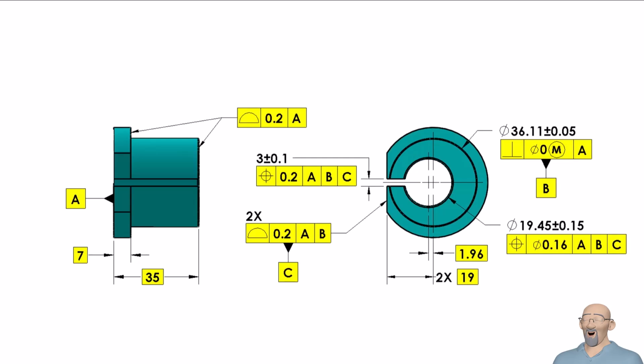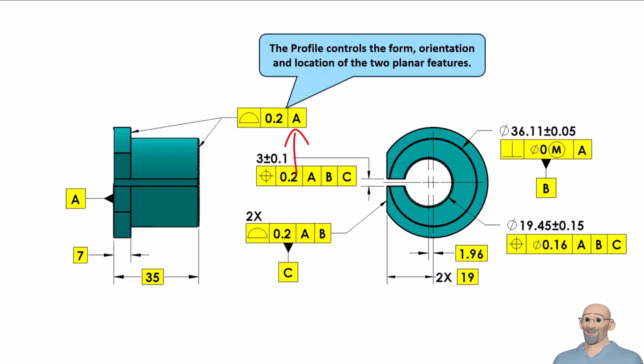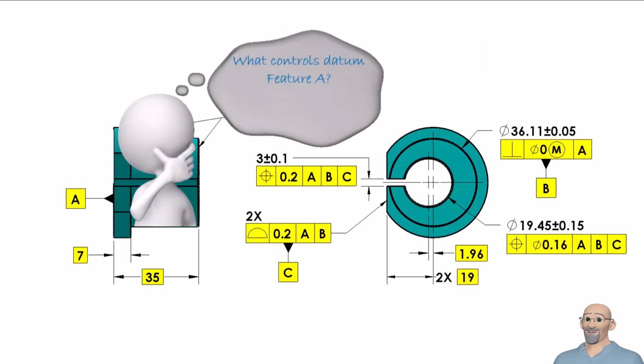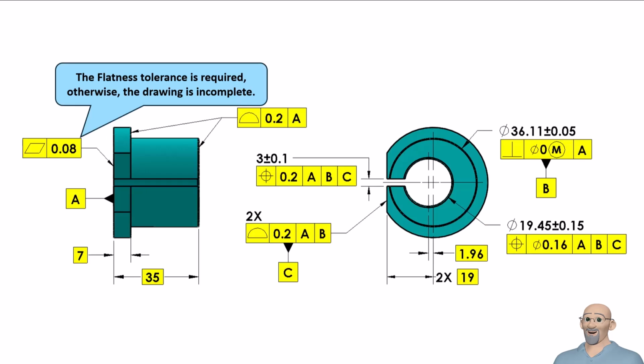On the second drawing, datum feature A is again this surface, but notice that the two opposed parallel planar surfaces are not controlled as a feature of size. The planar surface on the right is instead controlled with a profile of a surface tolerance that references datum feature A. The form, orientation, and location of this surface is controlled relative to datum A, which is a plane that is constrained by the high points on datum feature A. But what is controlling datum feature A? The answer is nothing. This approach leaves the form of datum feature A uncontrolled, so the flatness tolerance must be added. Now datum feature A must be flat within 0.08 millimeters.